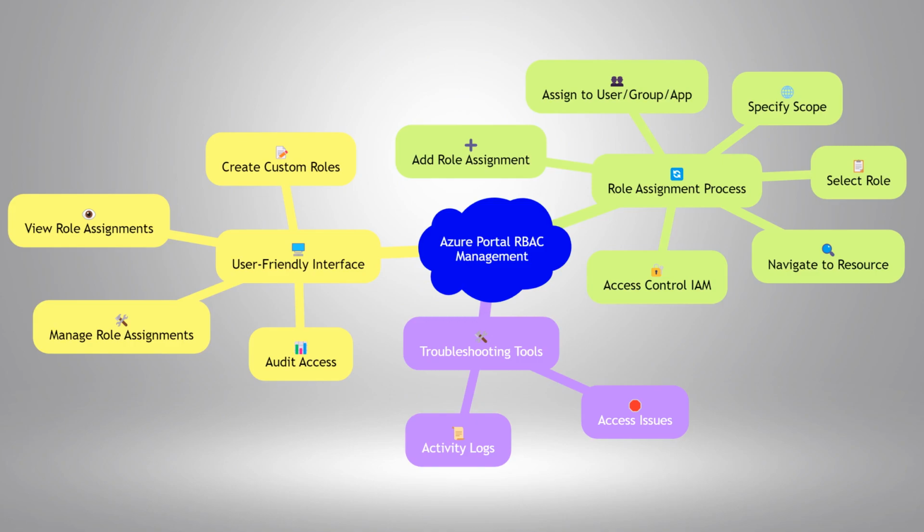The Azure portal provides a user-friendly interface for managing RBAC. You can easily view and manage role assignments, create custom roles, and audit access. To assign a role, navigate to the resource you want to manage, click on Access Control IAM, and then click Add Role Assignment. From there, you can select the role, assign it to a user, group, or application, and specify the scope. The portal also provides tools for troubleshooting access issues and viewing activity logs.